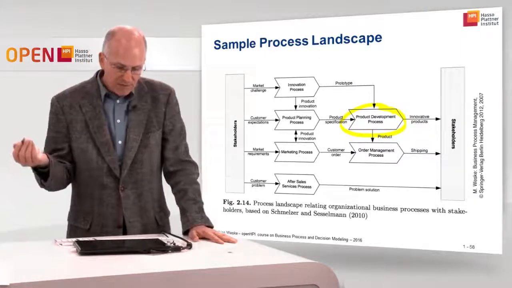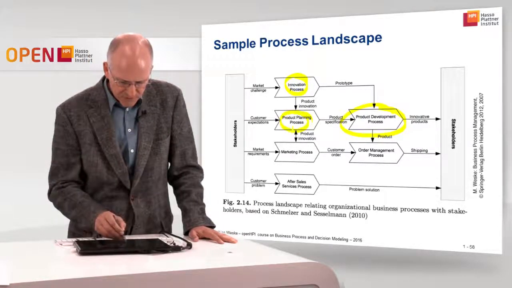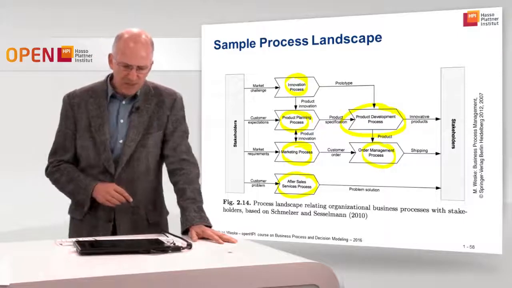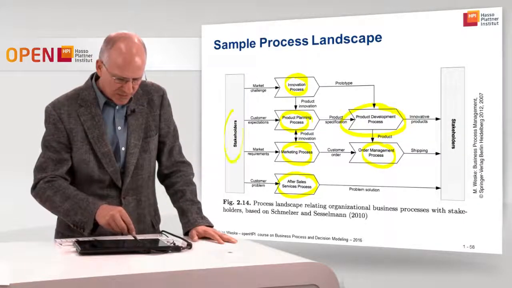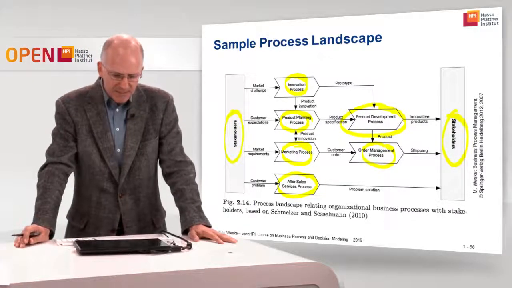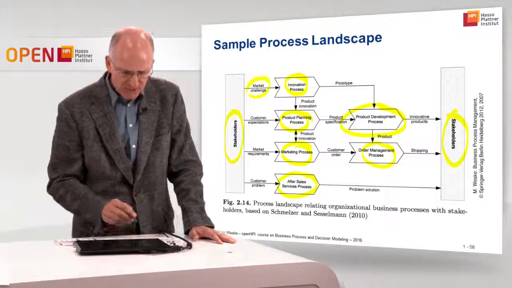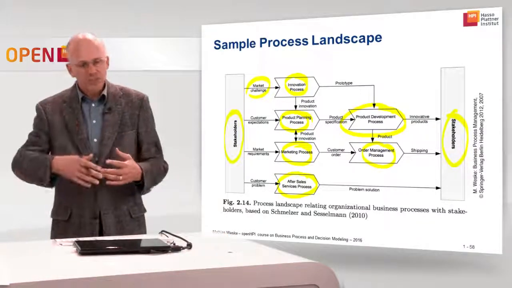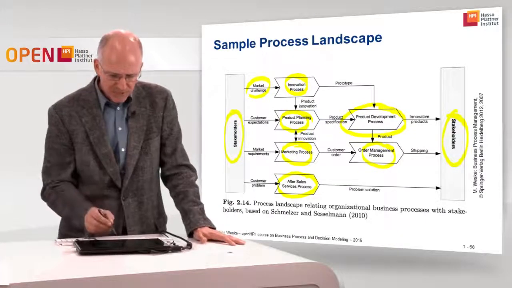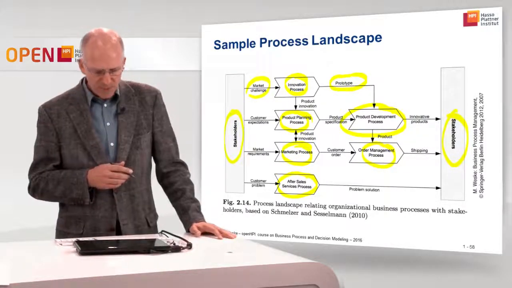and there are other organizational business processes, as you see. That is the innovation process, product planning process, the marketing process, order management process, the after-sales process. We also see stakeholders that are not really organizational business processes, but this process landscape shows that the stakeholders produce the market challenges, and these market challenges are used as input for the innovation process. The innovation produces prototypes, and the prototypes are input to the product development process, and so forth.